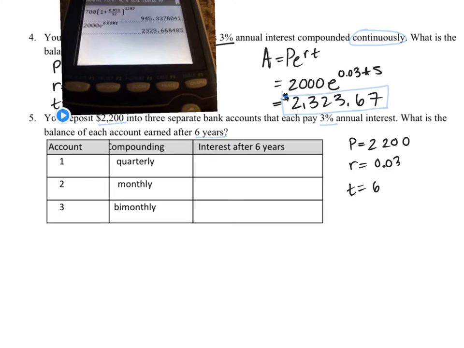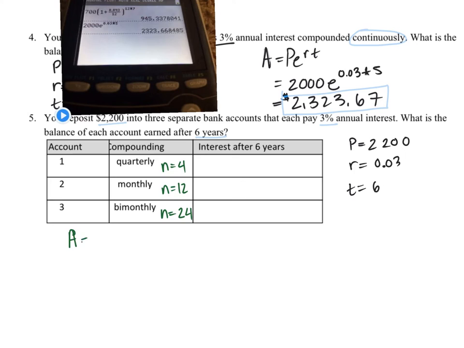Now, when we look at these 3 banks, the first bank is compounding quarterly. So that means they're going to compound 4 times a year. Quarterly means 4. Monthly, for the second one, they're going to compound 12 times a year. And bi-monthly, we mentioned this means twice a month. So if you multiply 2 with how many months there are, that's 24. So now all I'm going to do is set this up here. So I'm going to set each of these problems up.